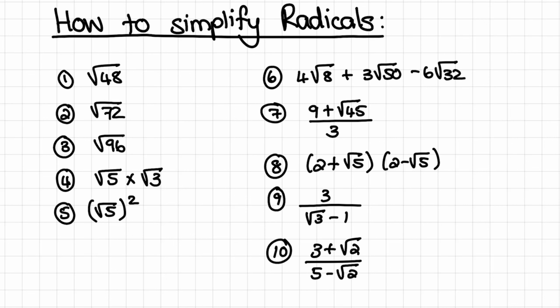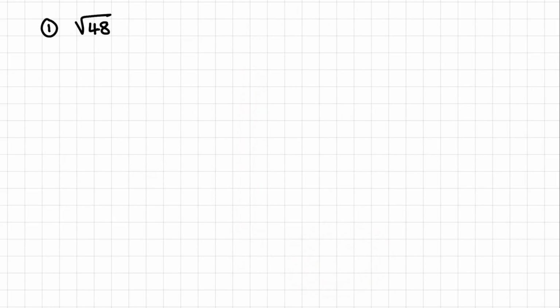In this video, we'll discuss how to simplify radicals, and we will do 10 examples. We'll start with fairly simple examples and build up gradually towards our final example where we would simplify this radical. So in our first example, we want to simplify the square root of 48.